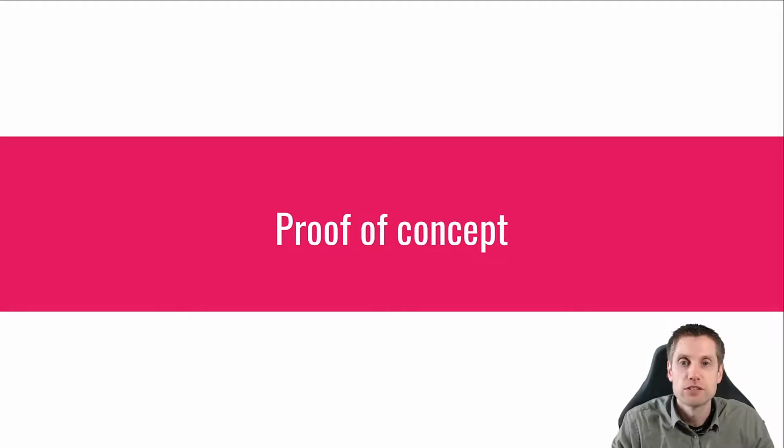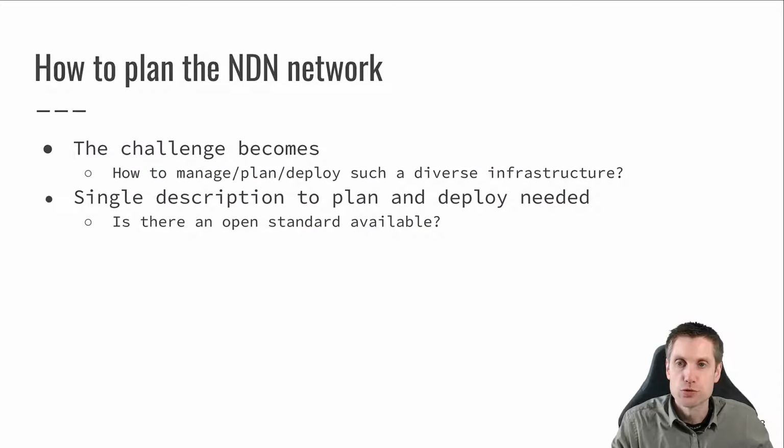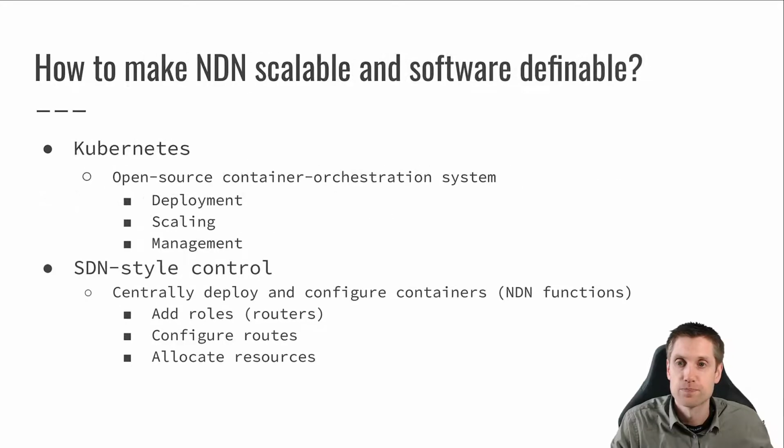So my name is Kees Jong, and I will tell you more about the proof of concept we set up. So first of all, how do you plan this NDN network? Well, as will become more apparent in the next few slides, this is a quite diverse infrastructure that we will set up. It will be composed of different cloud providers. We'll be using different VMs and then also deploy containers on those VMs. So it will be good to have a single description to plan and deploy such an infrastructure so you can keep things manageable. So is there an open standard available? The answer is yes, and it will be explained also in the next few slides.